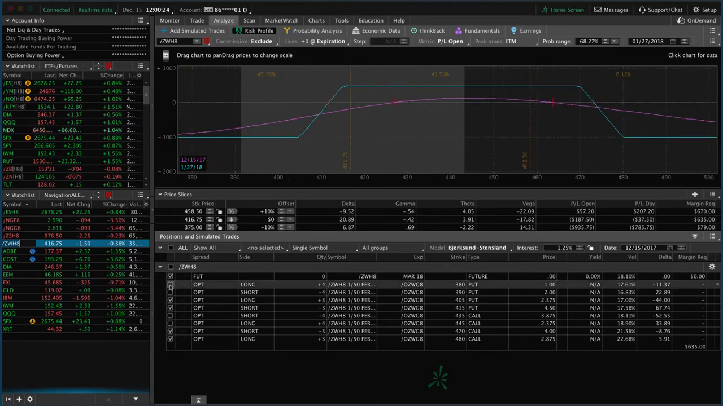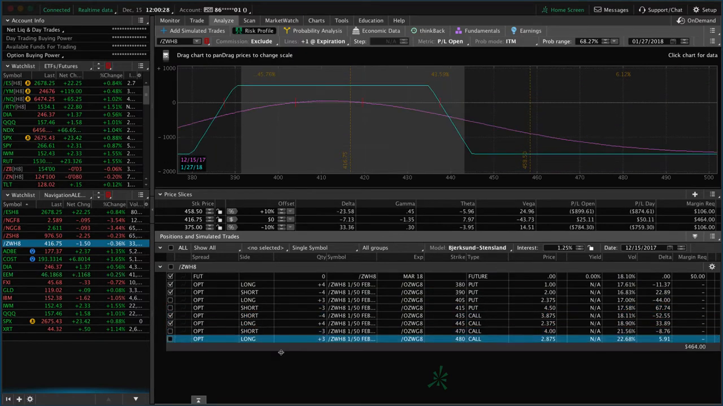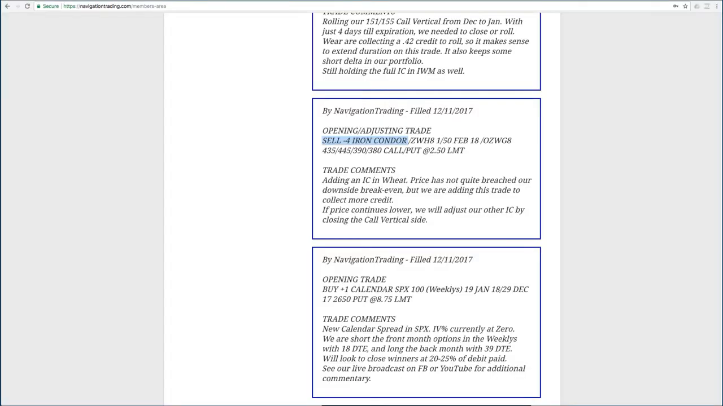And then the alert that I just mentioned, so we've got two iron condors on, one with three contracts, one with four, all of them in February, but this one's still very centered. It's got a little bit of profit, but not enough to take off yet. So we'll continue to monitor wheat.